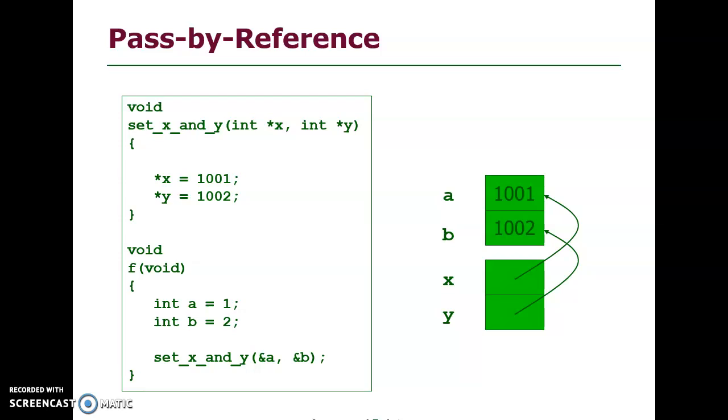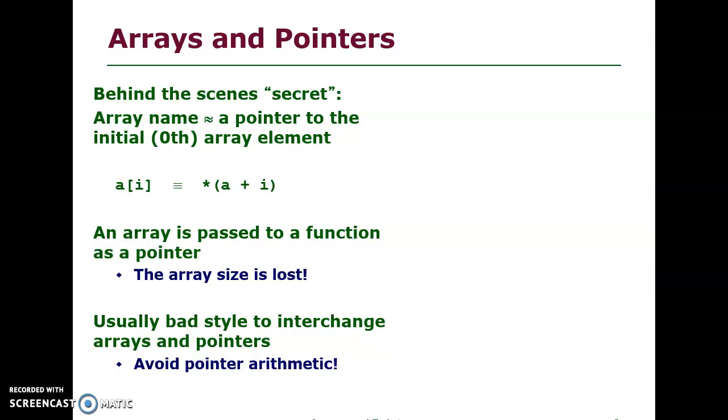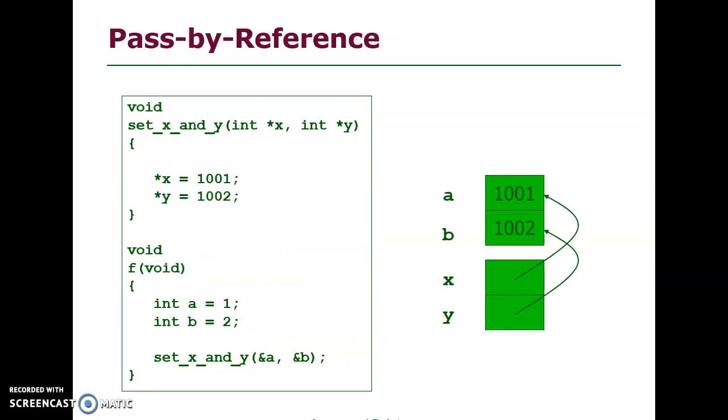When you are calling, you are passing the address of a and b. So the address of a is stored in x, and the address of b is stored in y. So x is a pointer, star x, which will be pointing to location a, and y is a pointer which will be pointing to b. With the help of the pointer you are changing the content. Initially it was 1 and 2, now it is changed to 1001 and 1002.